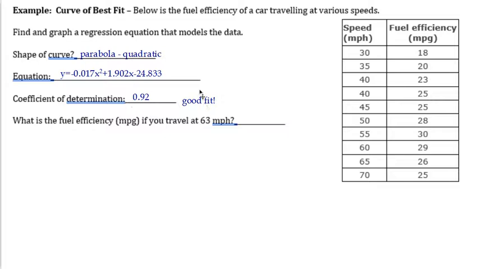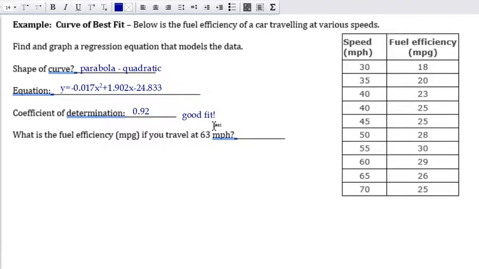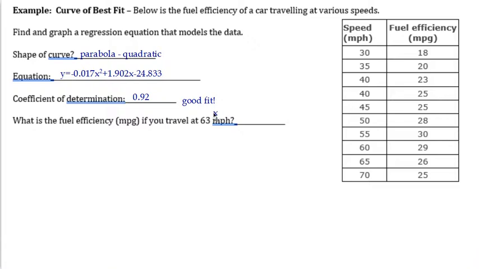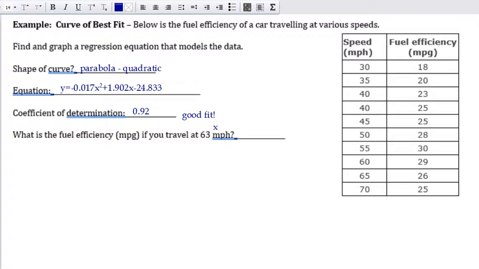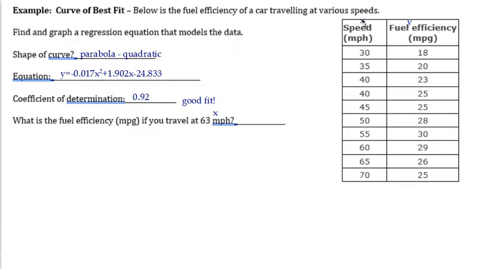Now, using our model, we're being asked to say, what is the fuel efficiency if you travel 63 miles per hour? So again, 63 miles per hour, that's an input. That's an x value, right? This x value goes along with speed, and a y value goes along with fuel efficiency. So in our equation, x is speed, y is fuel efficiency.